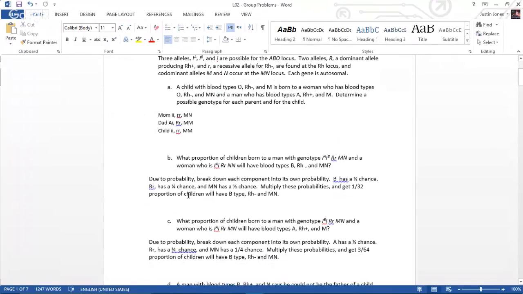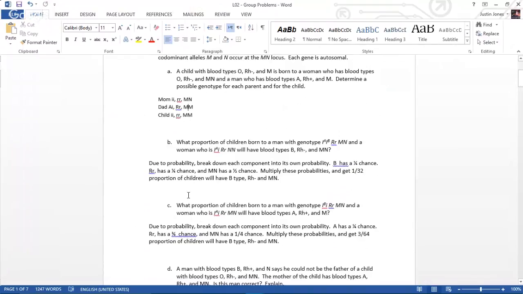So let's go down to number 2, which is section B. A proportion of children born to a man with such and such a genotype and a woman with the genotype will have blood type B, Rh minus, and MN. So you just have to find out the specific genotype probabilities for each one and then just times them all through. So first one, we're looking for B blood type.